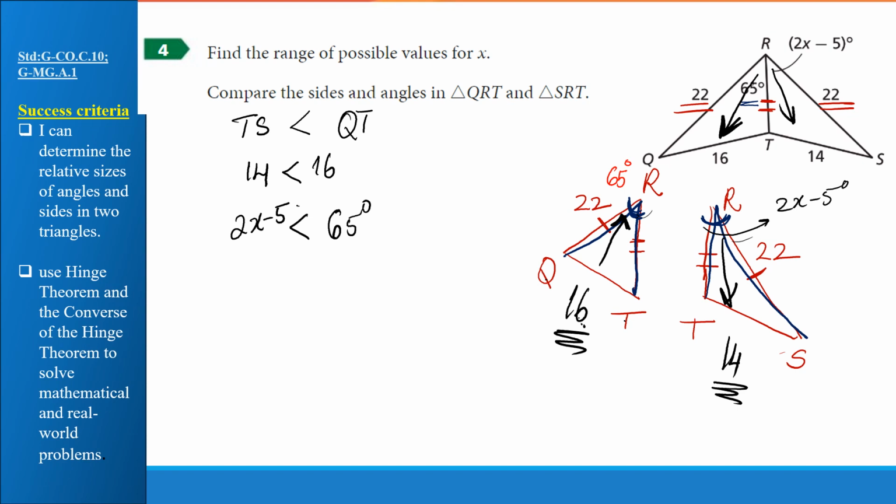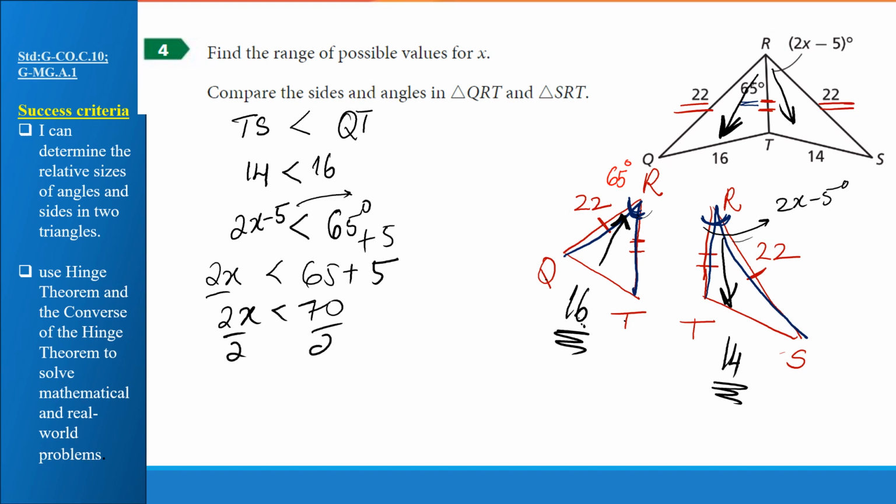Bring the negative 5 on the other side. I will get it plus 5. So 65 plus 5. If I solve this, 2x is less than 65 plus 5, which is 70. Divide both sides by the 2. So I will get 35.